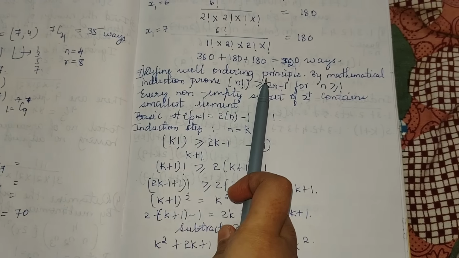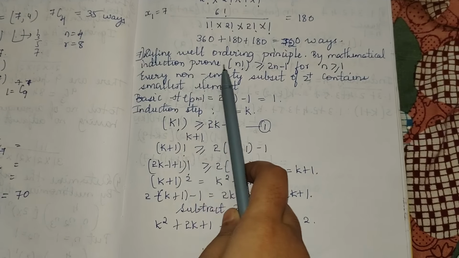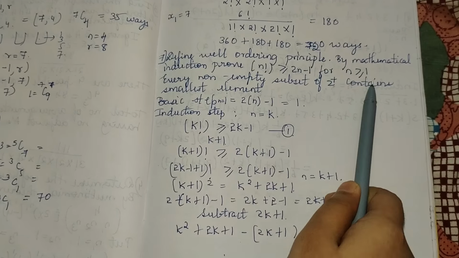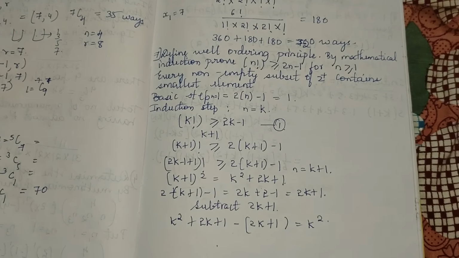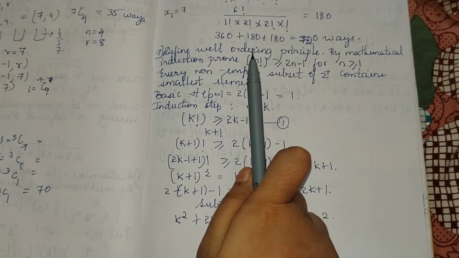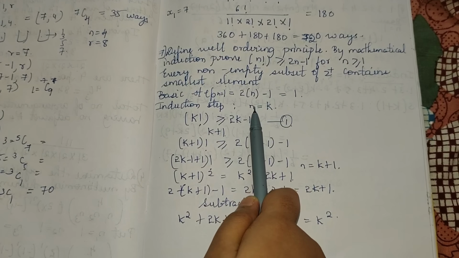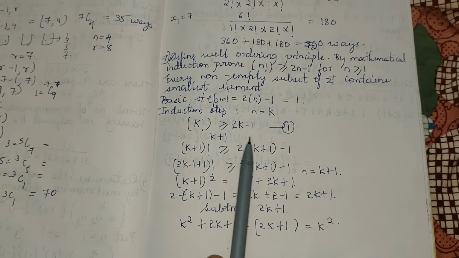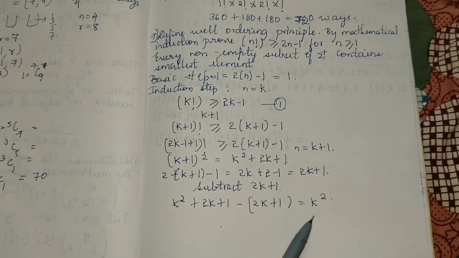Then define the well ordering principle. Again we have to solve this using mathematical induction. The well ordering principle says every non-empty subset of positive integers contains a smallest element. This you have to remember. Again, for mathematical induction, it is very simple. The basic step is, wherever n is there on both sides, we substitute 1. If you get the final answer to be 1, then yes, it is true. In the next step, wherever n is there, we substitute k. Then after substituting k, wherever k is there, we substitute k plus 1. After you solve, you will get something like this.